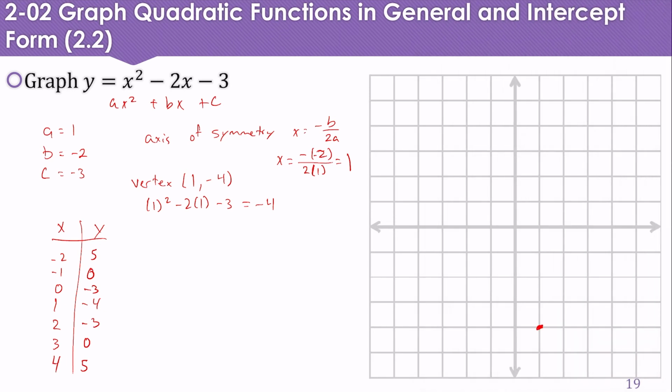Plot those points. Negative 2, 5. Negative 1, 0. 0, negative 3. 1, negative 4. 2, negative 3. 3, 0. And 4, 5. Draw a nice parabola.